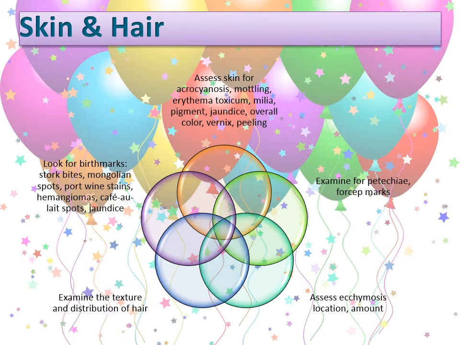Harlequin sign is one side of the baby is red, one side is pale, lasts up to about 20 minutes. It represents a vasomotor disturbance that's usually transient and insignificant.